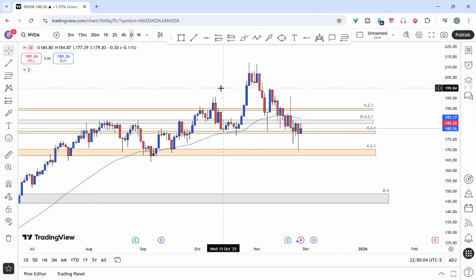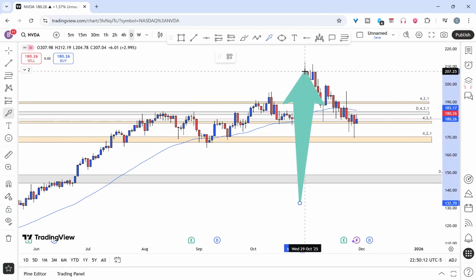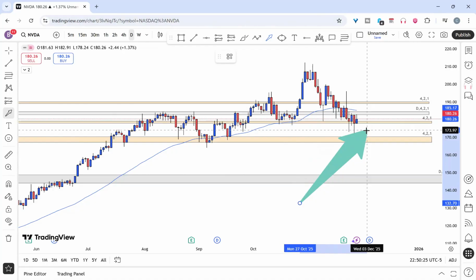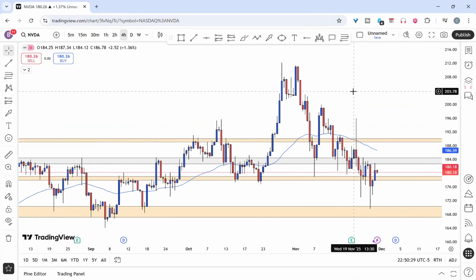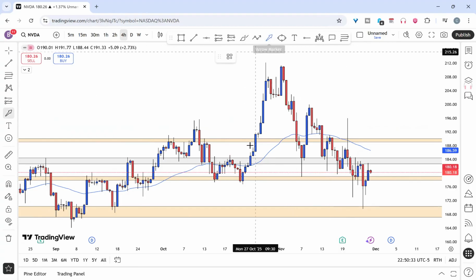So if we look at the daily time frame, on the daily, we have the higher low, higher high, and here we have a double top, and then we broke through the higher low, and we are in the bearish trend. So on the 4-hour time frame, we have also a bearish trend.